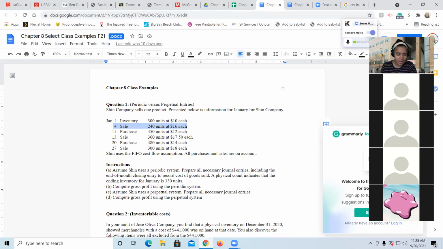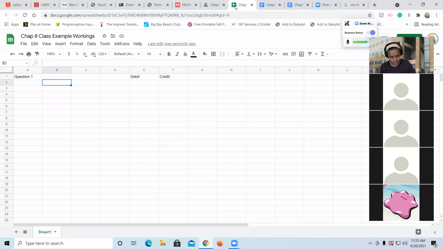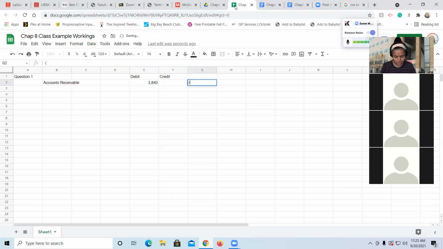Well, if we're selling on account, it's debit accounts receivable and credit sales, right? So we're going to go accounts receivable debit 3,840, and the 3,840 is coming from, you probably know this already, but I just want to make sure, it's 240 units at $16 per unit, right? And the credit is going to be sales.